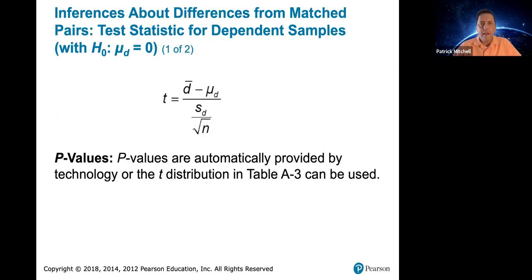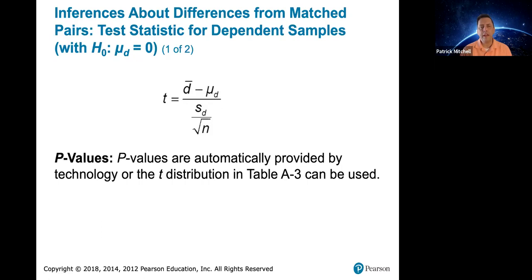So the test statistic that we'll be using in this section is from the student's t-distribution. It looks like this, kind of similar to one that we've used before. D bar minus mu sub D. Now, if we're doing a hypothesis test, this will be the hypothesized mean difference from the null hypothesis. Often it will be 0, but not always. Divided by S sub D over the square root of n.